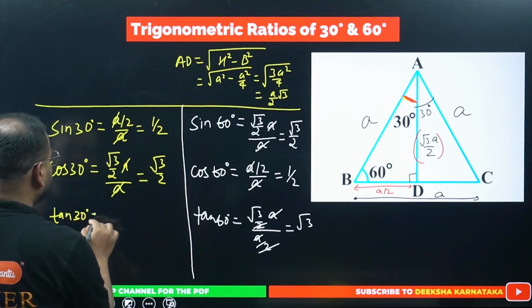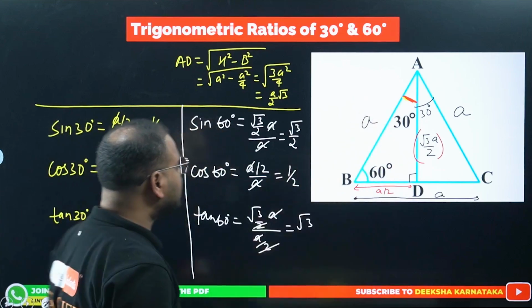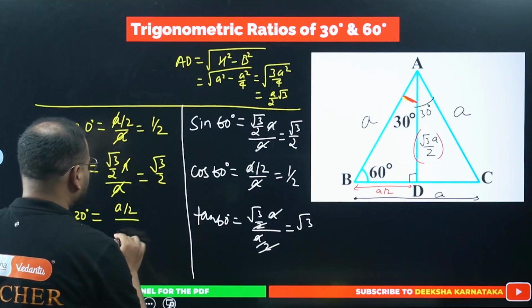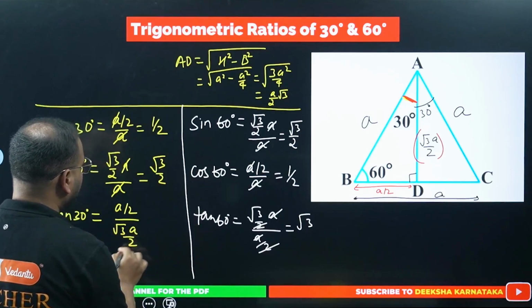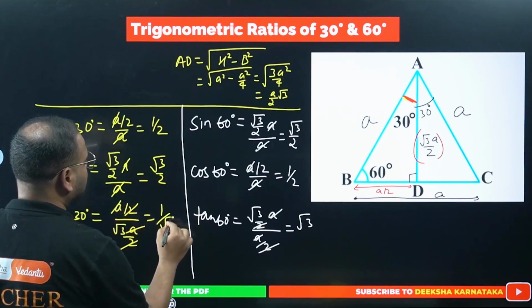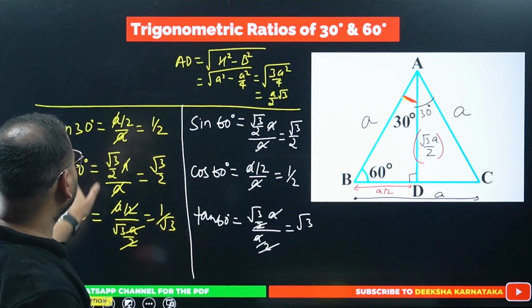Tan 30 degree. Opposite by adjacent. So A by 2 by root 3 A by 2. 2 and 2 cancel, A and A cancel. What is left? 1 by root 3. The values are there: 1 by 2, root 3 by 2, 1 by root 3 for sine, cos and tan.